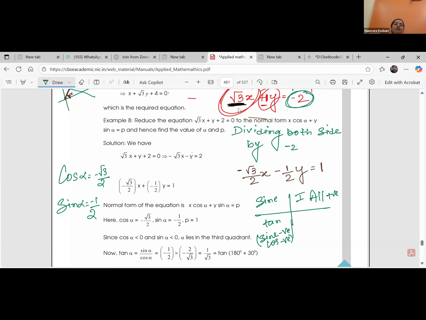Do you know that? Neha, Yes, Maria, ma'am. Manvi, do you know that? Yes, ma'am. And in fourth quadrant, cos is positive.